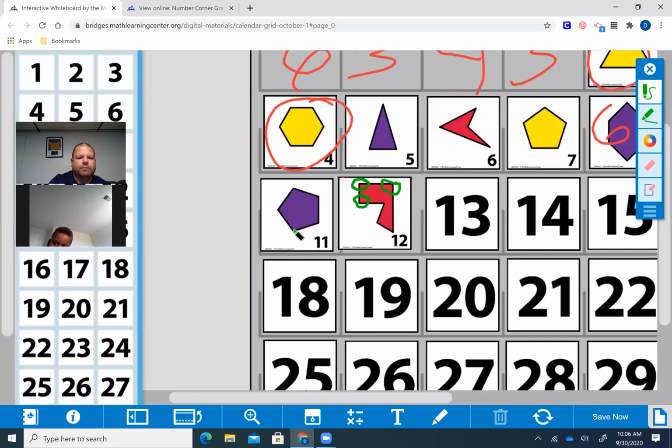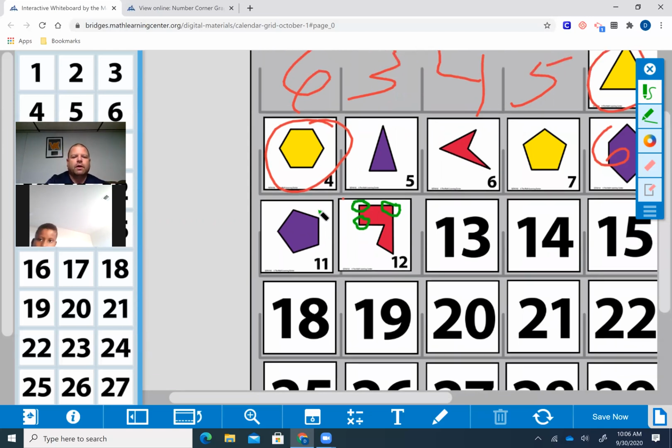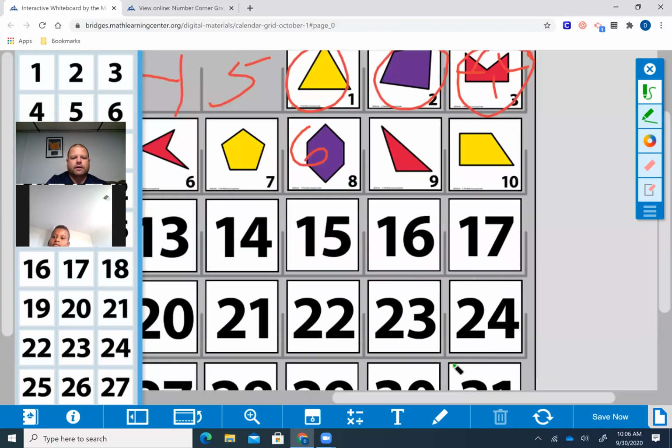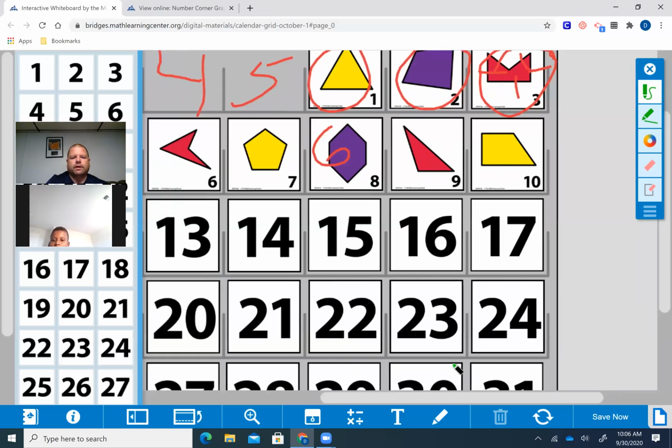Do you see how they don't make a perfect L? They don't. So it's kind of bigger than an L. So these are all obtuse angles. So card 11 does not have right angles. Card 12 does.